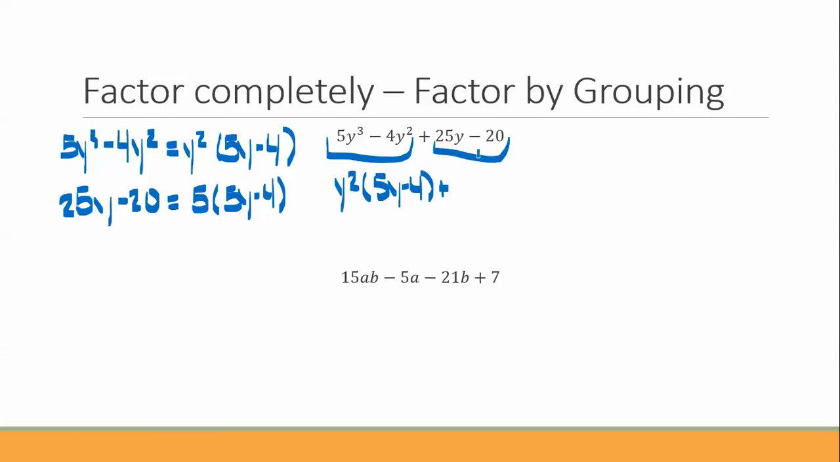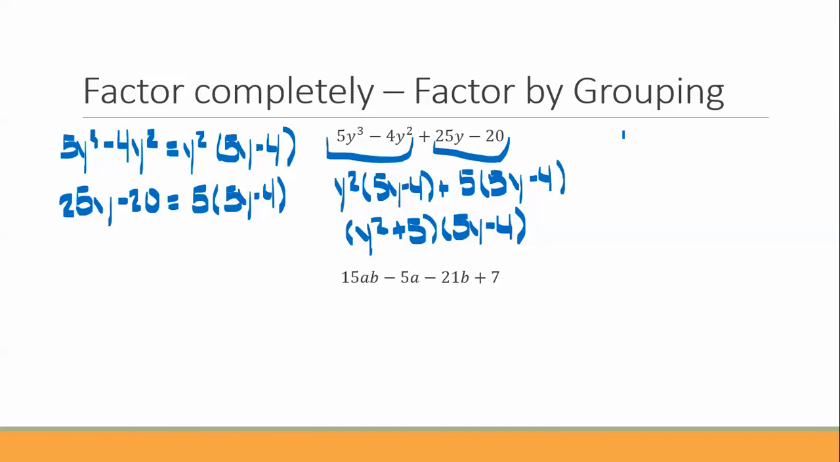Plus, we have 25y minus 20. We said that equaled 5 times 5y minus 4, so we'll write that next. Now we can either combine like terms, or factor out the 5y minus 4. This is something we've seen in 2.1, in 2.2, and in 2.4. So when we factor this out, we finally get y squared plus 5 times 5y minus 4.